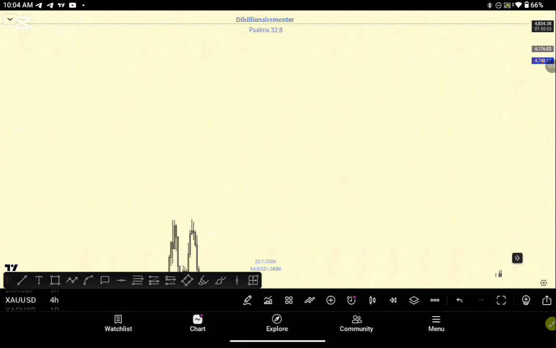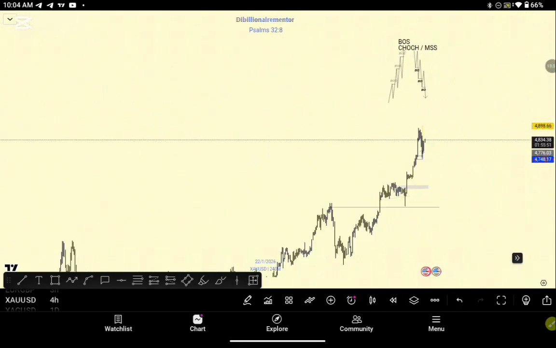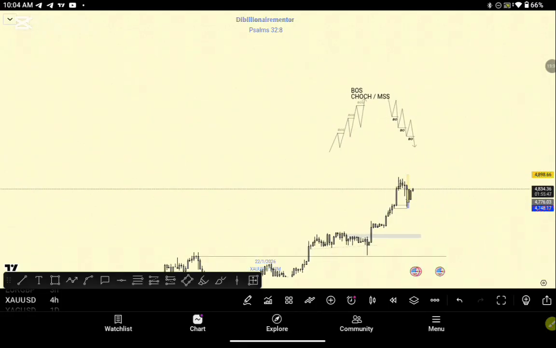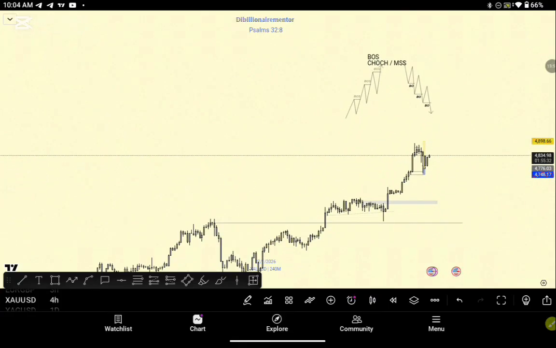Now, change of character. What is change of character? So, change of character is used as early trend shift logic. Do you understand? It's the first sign of momentum change.